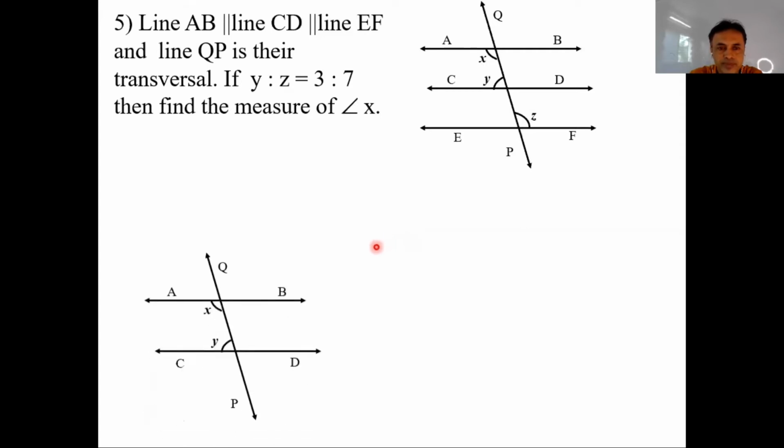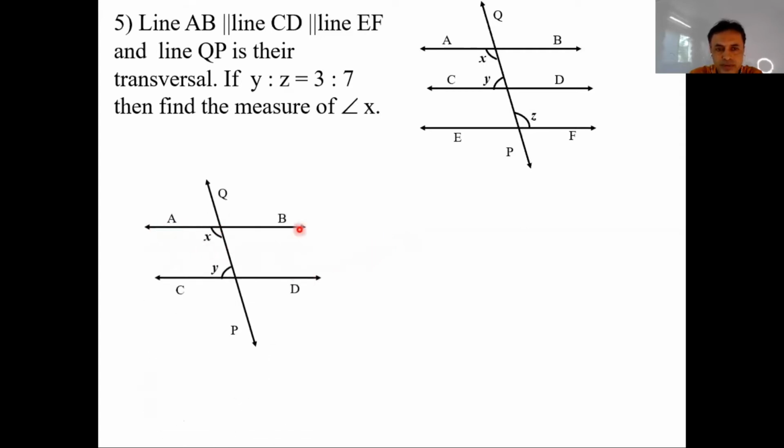First, they have given line AB parallel to line CD. I have taken line AB parallel to line CD, and about angle X and angle Y, no doubt they are formed due to QP, which is a transversal over here. As line AB and line CD are parallel, angle X and angle Y will be a pair of interior angles. No doubt angle X plus angle Y is 180.